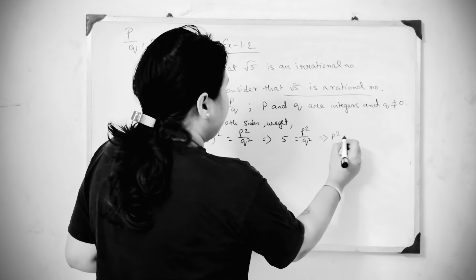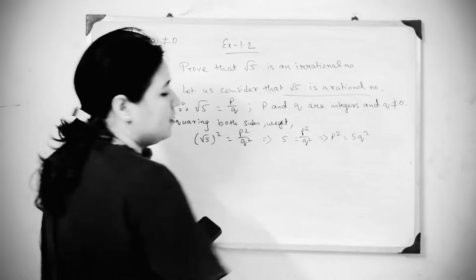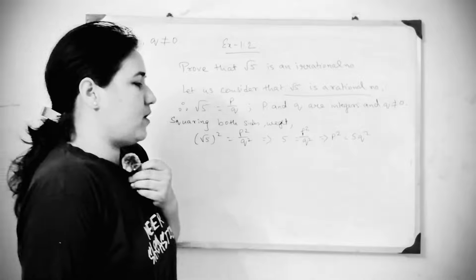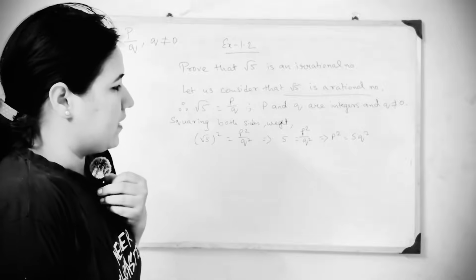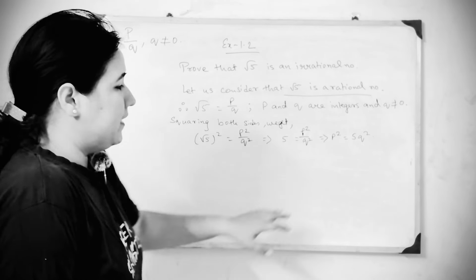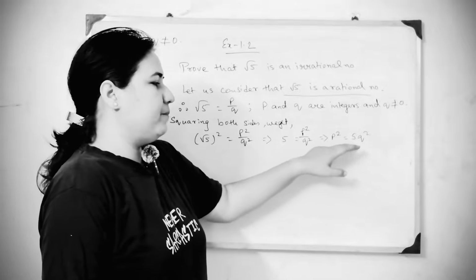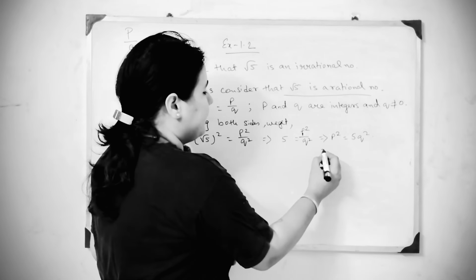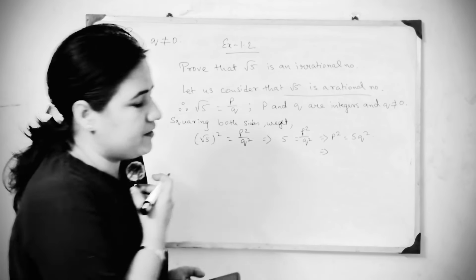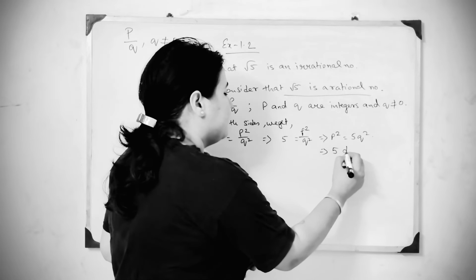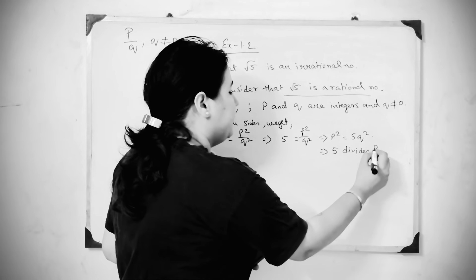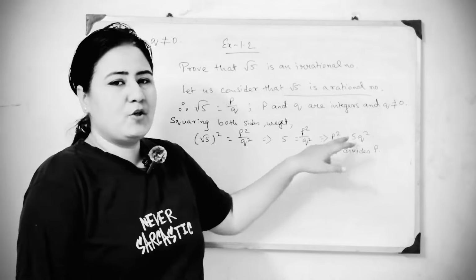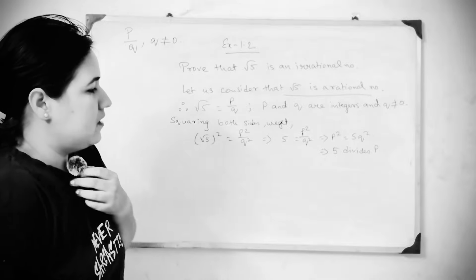So from here, can I write p square equals 5q square? Surely we can do that. Q square, I shifted it to this side, so I got p square equals 5q square. Yes. Now from here we can see that 5 can divide p, because from here we can simply write q square equals p square by 5. So I can write that 5 divides p, because you can write from here that q square equals p square by 5, right?